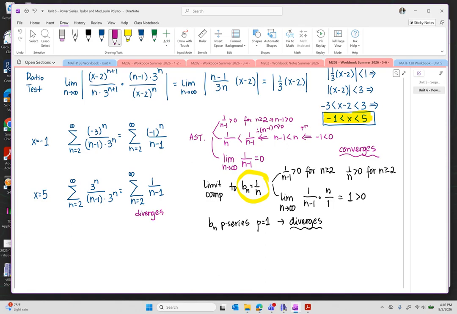And we now have an interval of convergence that is closed at -1 since it converges at -1, but open at 5.